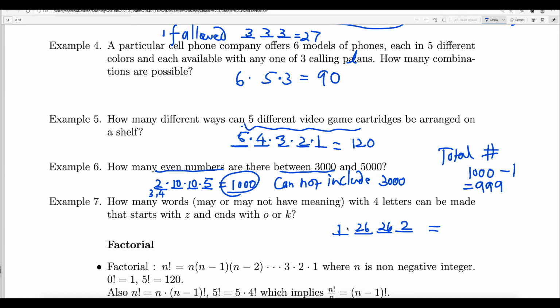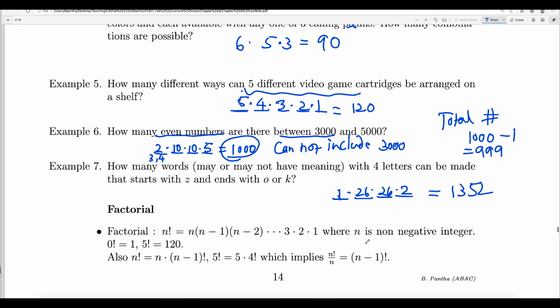You need to multiply 1 times 26 times 26 times 2. So if you do that, you will get 1352. 1352 is the total number of words you can make starting with Z and ending with O or K. All right. Well, and then the word must have 4 letters.